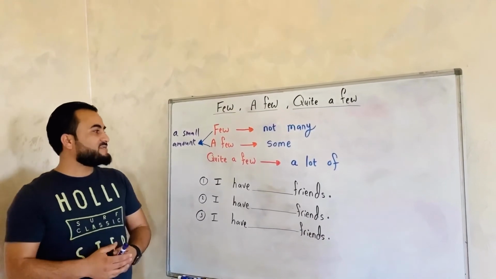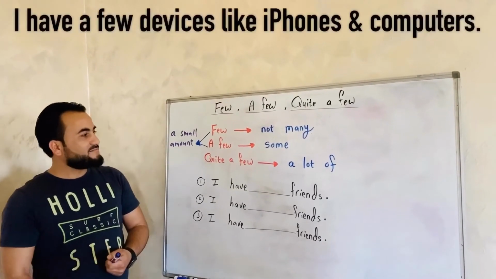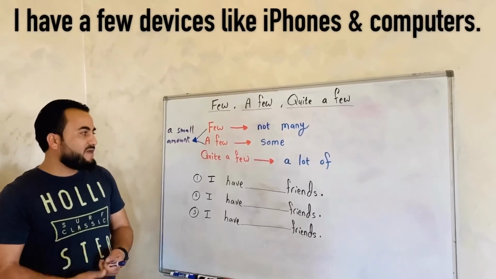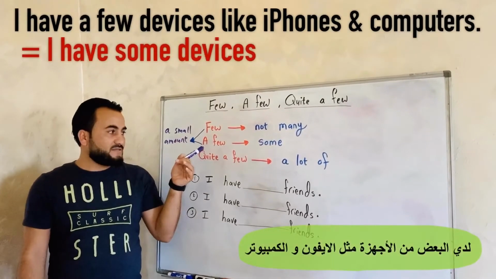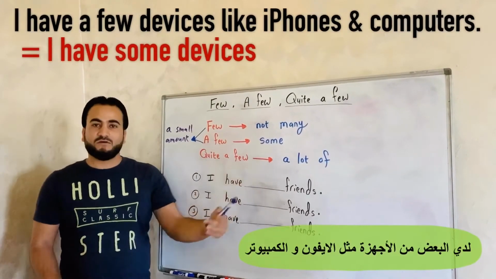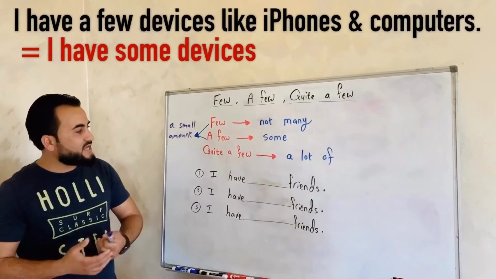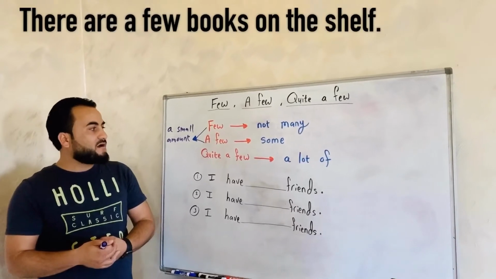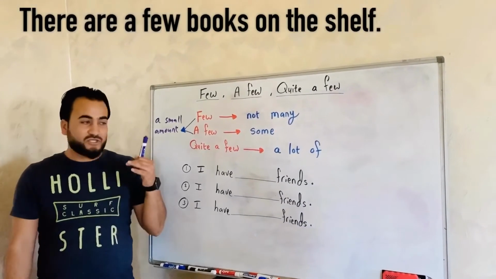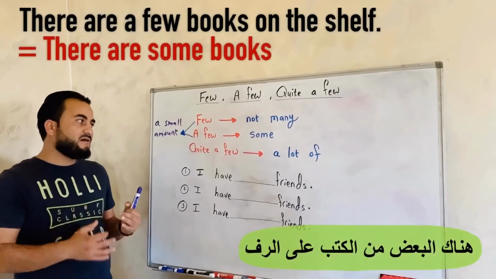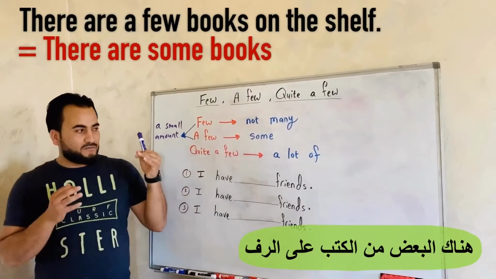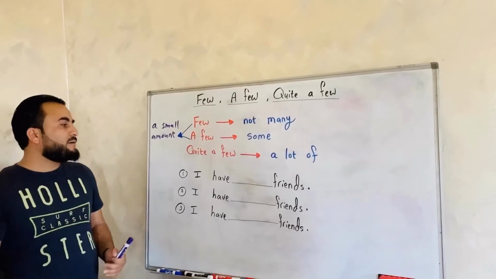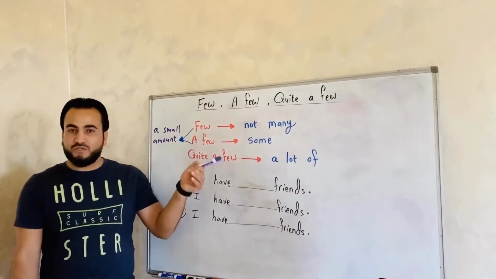Okay, very nice. I have a few devices like iPhones and computers. Very nice. You have a few devices. This means you have some computers, some iPhones. Very nice. There are a few books on the shelf. This means there are some books on the shelf. Very nice. Now, let's talk about quite a few.